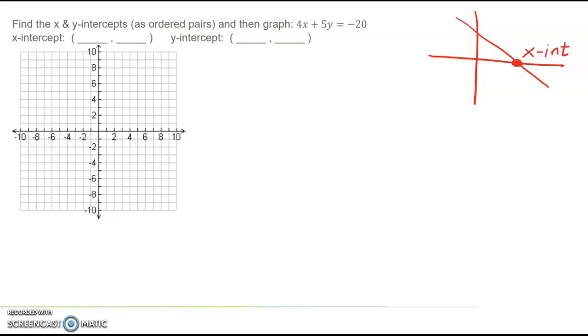Now what would y equal at this x-intercept? Here we can see y is 1, y is -1. So on the x-axis, y equals 0. So always for the x-intercept, y equals 0.